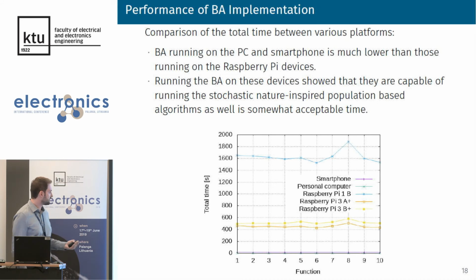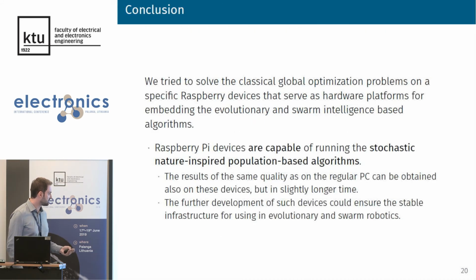To conclude, we tried to solve the classical global optimization problems on specific Raspberry Pi devices that serve as hardware platforms for embedding the evolutionary and swarm intelligence-based algorithms. Raspberry Pi devices are capable of running the stochastic nature-inspired population-based algorithms. The results of the same quality as on regular PC can be obtained on these devices, but in a slightly longer time. Regarding the problem which we are solving, we have to say if it's okay to run this slightly longer time, or if it's not acceptable.